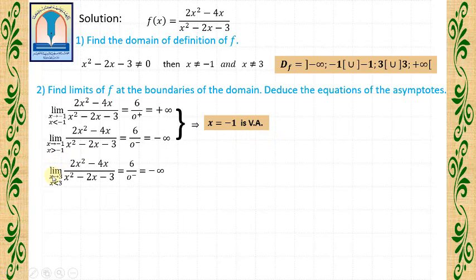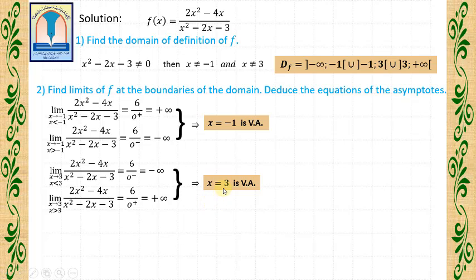Now limit as x tends to 3 and x is less than 3 of the function. It is 6 over 0 minus, which is minus infinity. And limit as x tends to 3 and x is greater than 3 of the function. It is equal to 6 over 0 plus, which is plus infinity. So we deduce that the line of equation x equals 3 is a vertical asymptote.